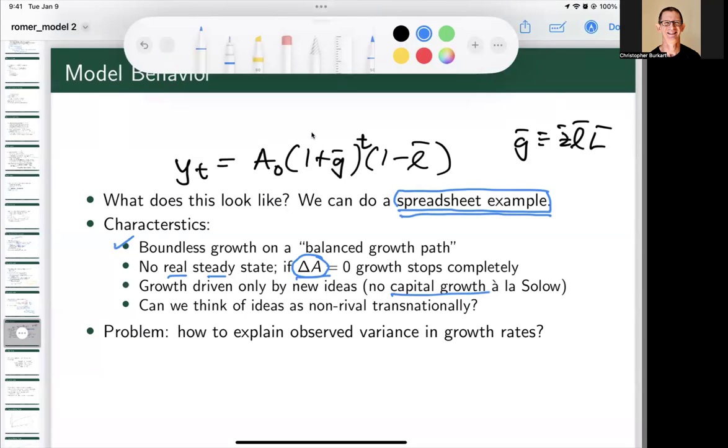And this idea of the idea stock, I want you to think about here. This is again part of the answer, right? We definitely have seen and continue to see differences in growth rates. Why is that, right? To a certain extent, ideas are non-rival transnationally, right? They do cross borders, right? Ideas, to a certain extent, do cross borders, but not all of them, right?